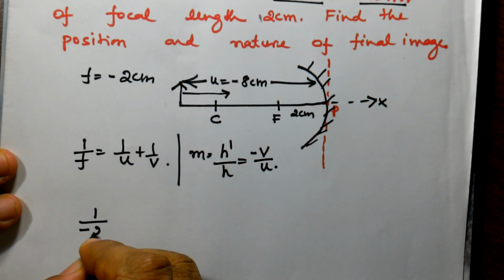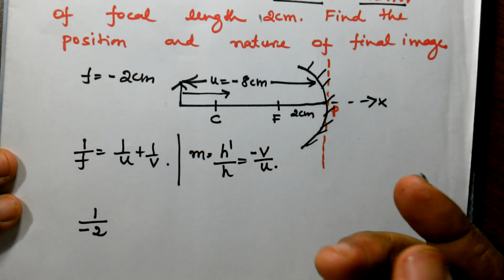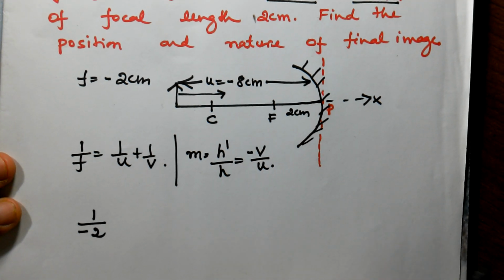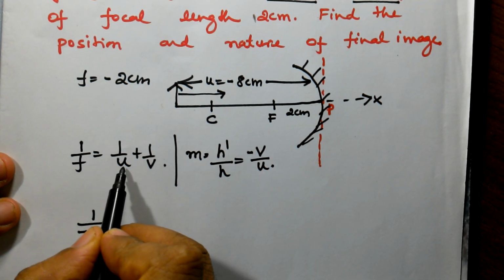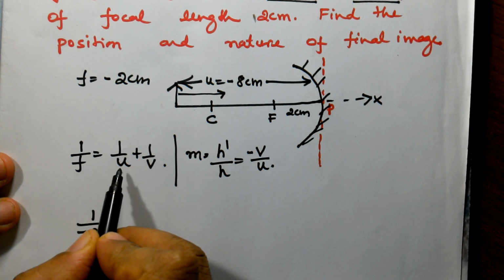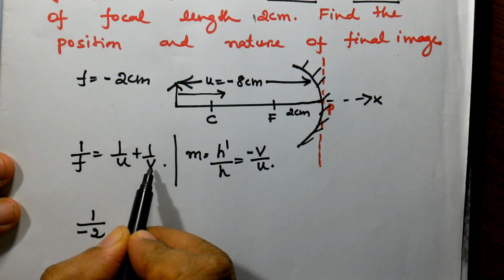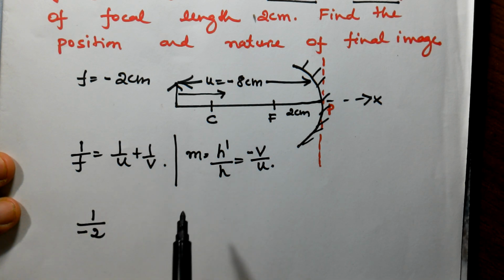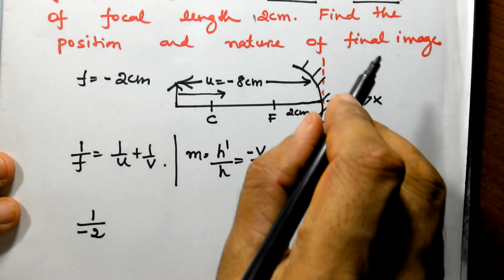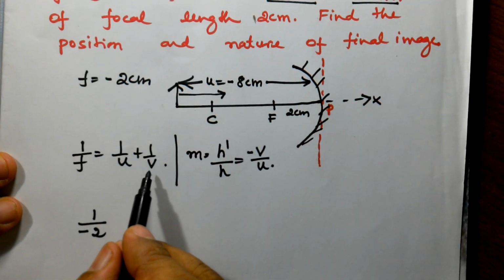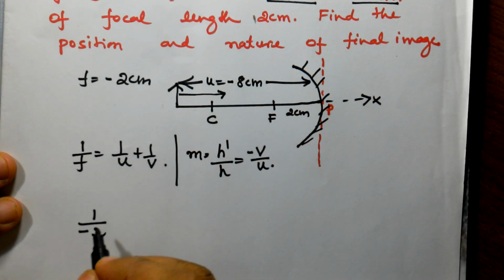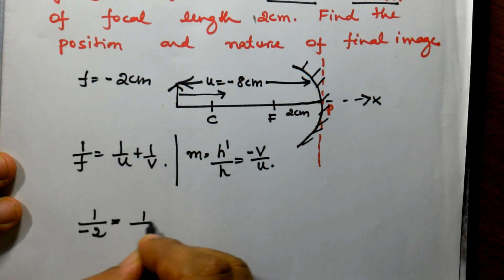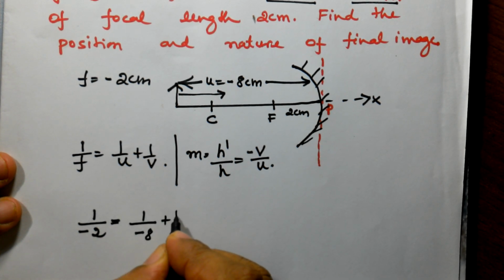Sir, won't you convert all these things into meters? If you want, you can convert it, no problem. Since this formula involves distance, suppose this is in millimeter, this will be in millimeter, and this will be in millimeter. Make a common unit everywhere. So I will take everything in centimeter. The image distance I get will be in centimeter. So 1 by f is equal to 1 by u, minus 8, plus 1 by v.